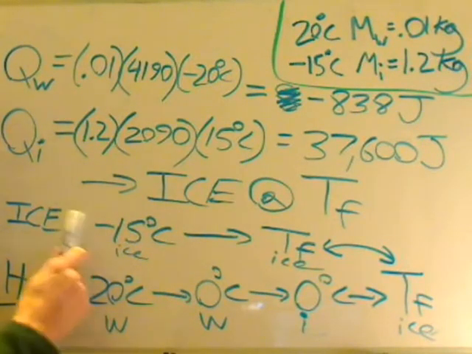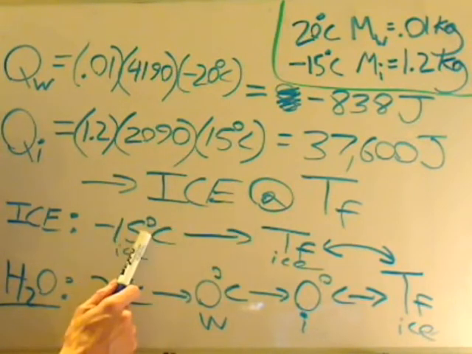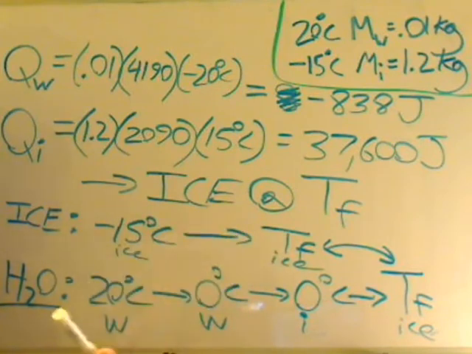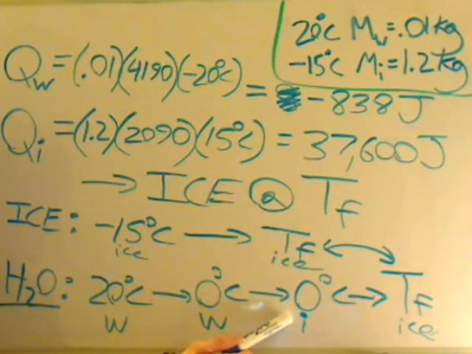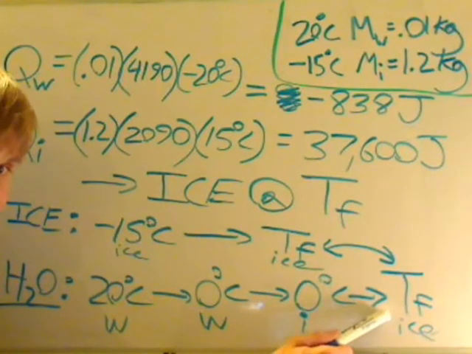So our ice has only one stage of heating. It warms from minus 15 to some final temperature. But the sample of liquid water has to go through 3 phases of cooling. It cools from 20 degrees Celsius to 0. But then you have the phase change. It changes over to ice. And then finally it warms as ice to the final temperature.